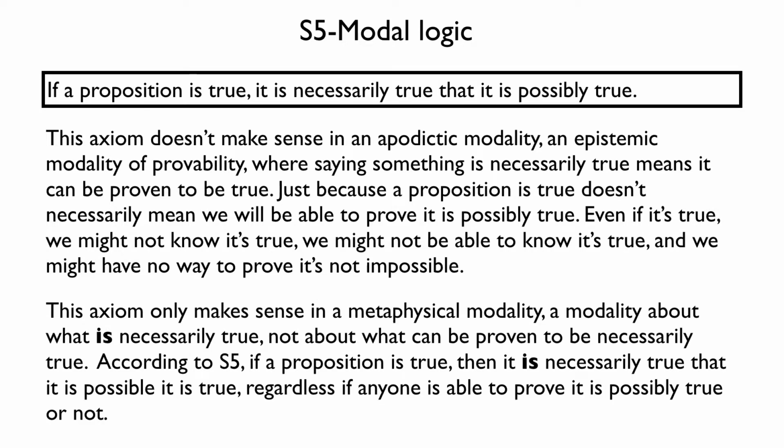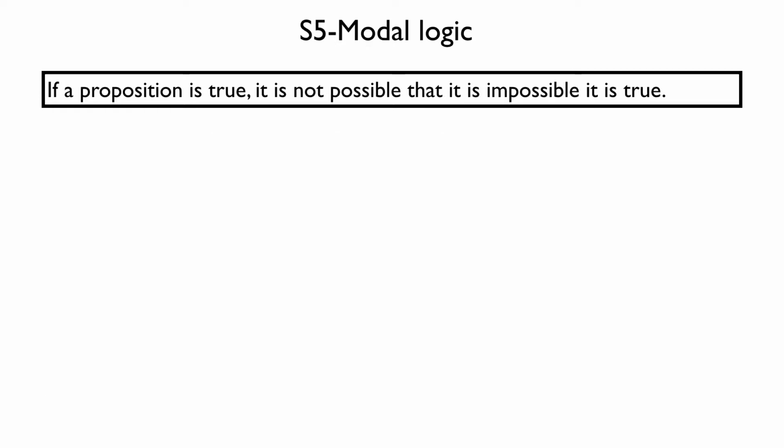This axiom only makes sense in a metaphysical modality, a modality about what is necessarily true, not about what can be proven to be necessarily true. So according to S5, if a proposition is true, then it is necessarily true that it is possible it is true, regardless if anyone is able to prove it is possibly true or not. So, if a proposition is true, it is not possible that it is impossible.